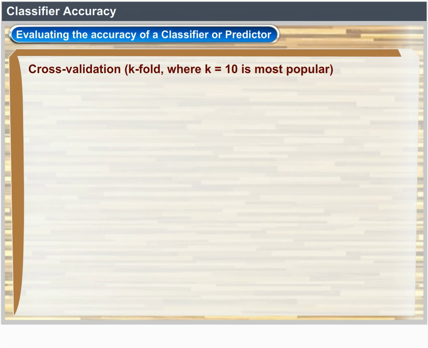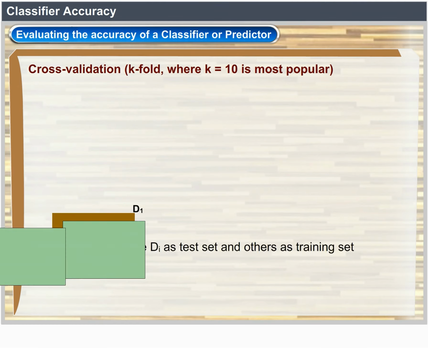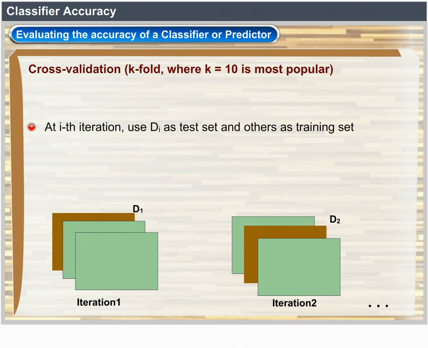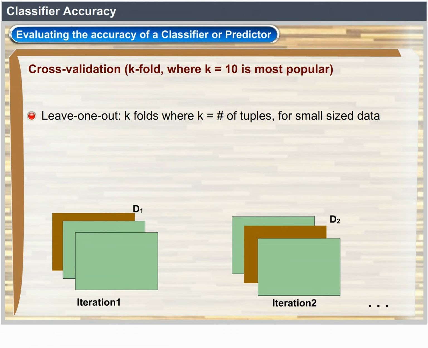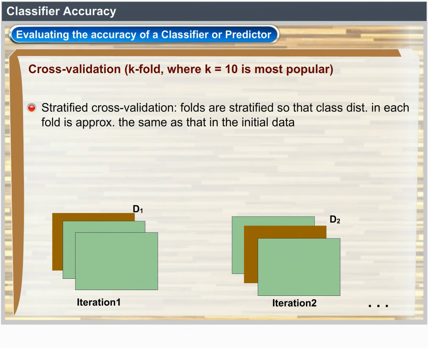Cross-validation, k-fold, where k equals 10 is most popular. Randomly partition the data into k mutually exclusive subsets, each approximately of equal size. At the ith iteration, use Di as test set and the others as training set. Leave-one-out: k-folds where k equals the number of tuples, for small-sized data. Stratified cross-validation: folds are stratified so that the class distribution in each fold is approximately the same as that in the initial data.